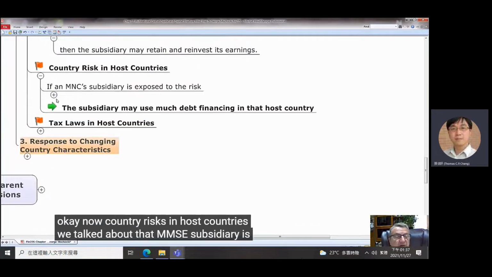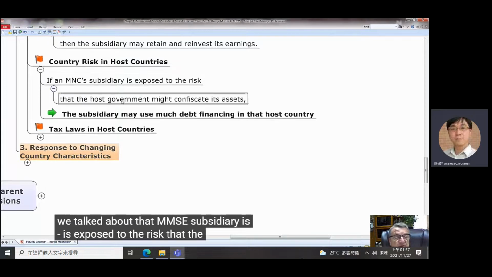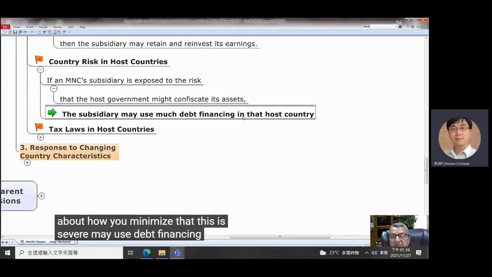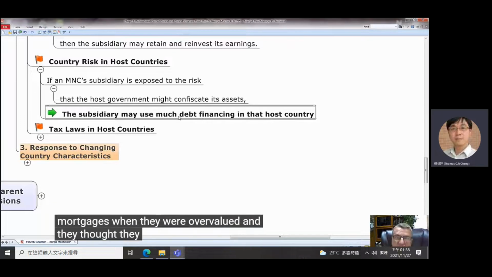The MNC subsidiary is exposed to the risk that the host country may confiscate its assets. We talked about how you minimize that. The subsidiary may use debt financing in that host country. Hey, if there's a risk, I'll borrow it there. And if you're going to take it over, hey, take the debt over too. I'm out of here. It's like some people did with the mortgages when they were overvalued and they thought they had a deal and the market fell out. They just walked away from it. Say, hey, I don't care. It can be bankruptcy in 7 years or even closer. I got someone to co-sign. I'll be back up and running.